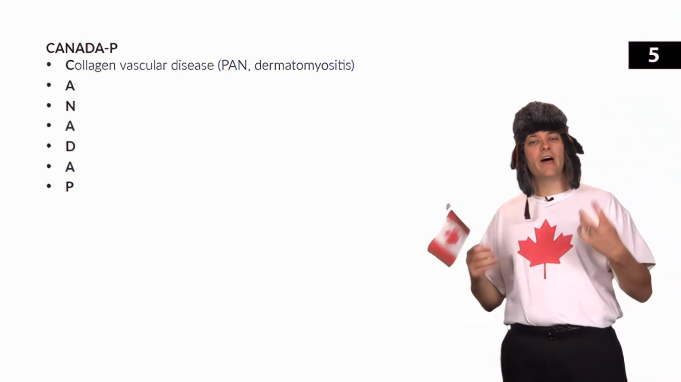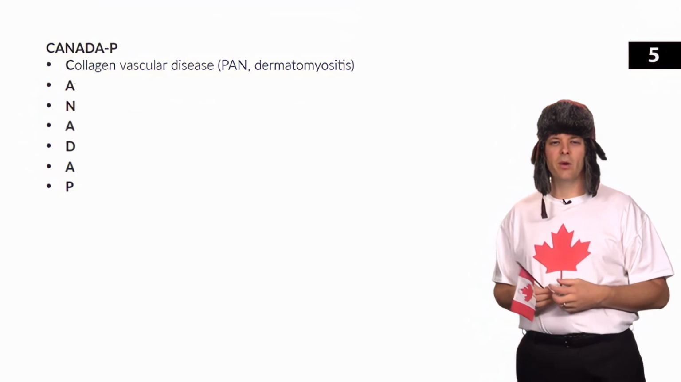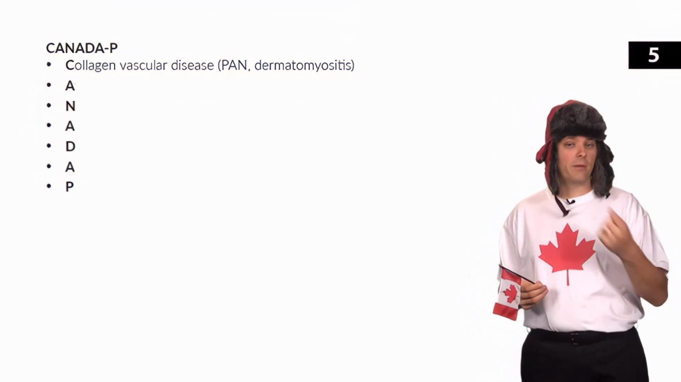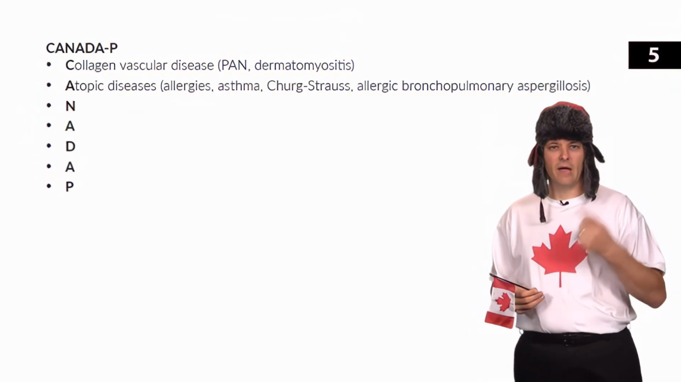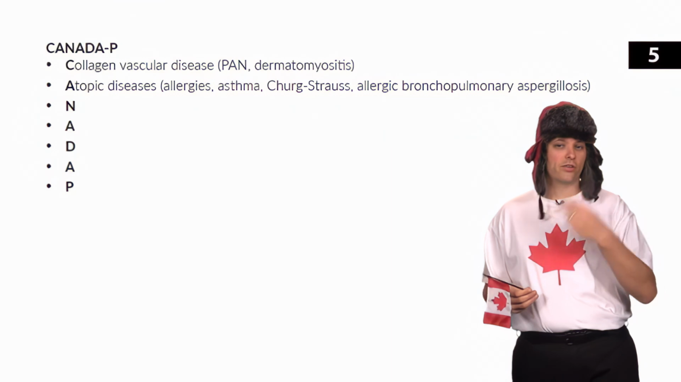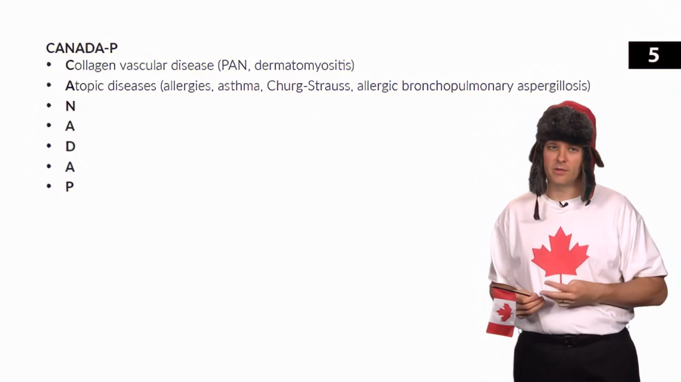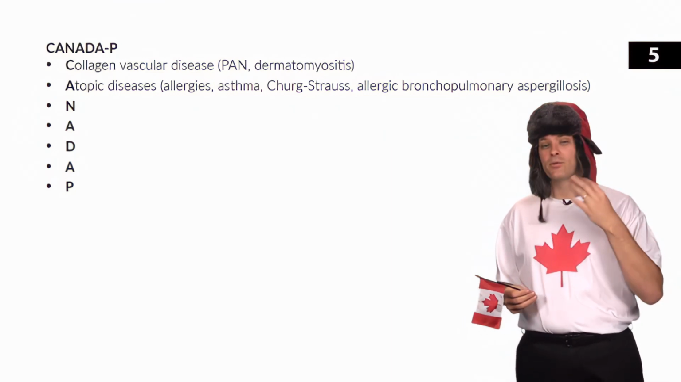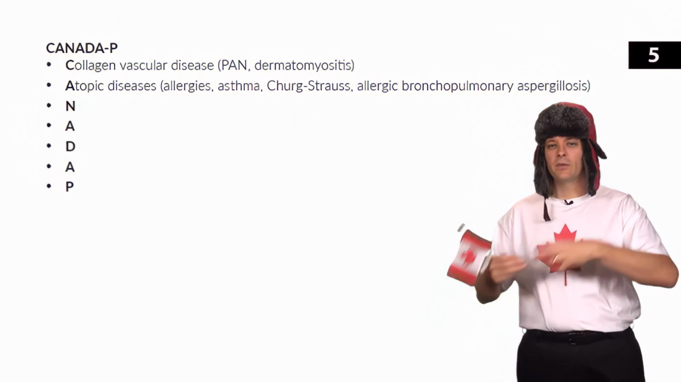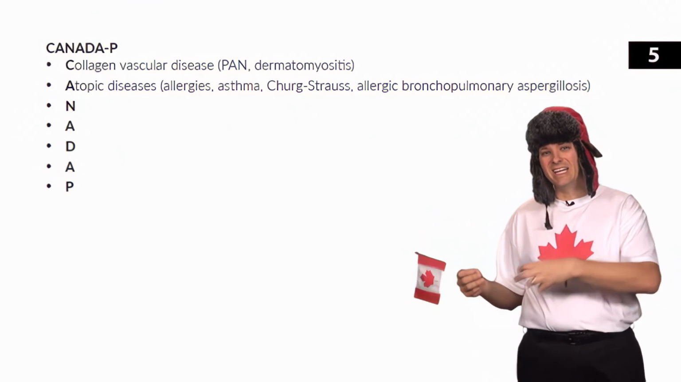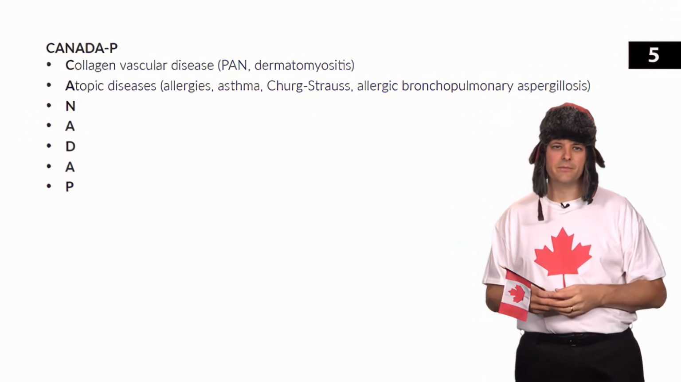And in your study guide, there's a mnemonic for the causes of eosinophilia, which is Canada P. So C is for collagen vascular disease. This includes things like polyarteritis nodosa or dermatomyositis. The first A is for atopic diseases, allergies, asthma, Churg-Strauss disease, which is associated with asthma. Allergic bronchopulmonary aspergillosis can cause eosinophilia. Remember, allergies are associated with IgE, and you can link IgE and eosinophils in your mind.